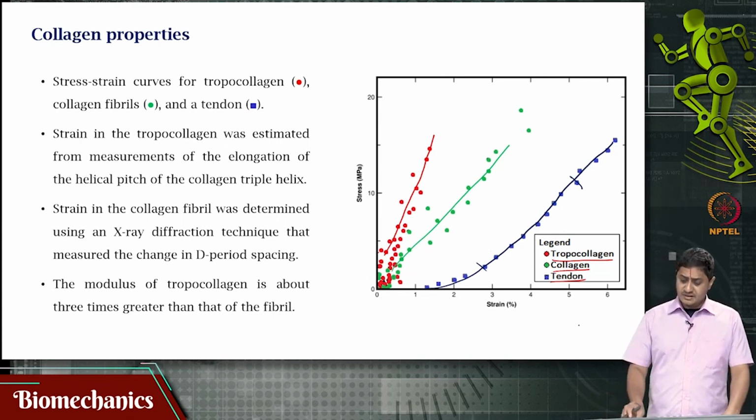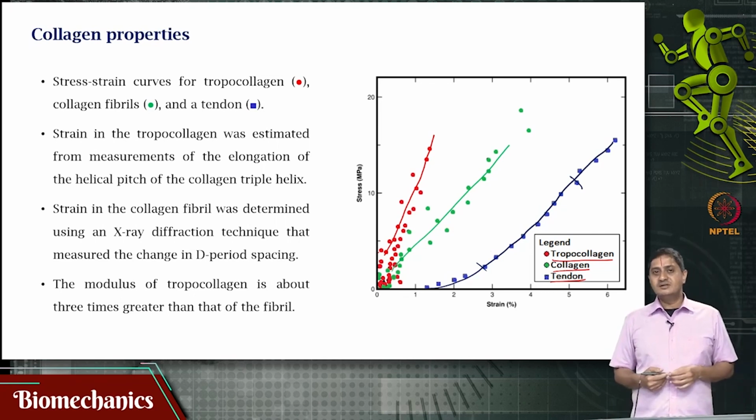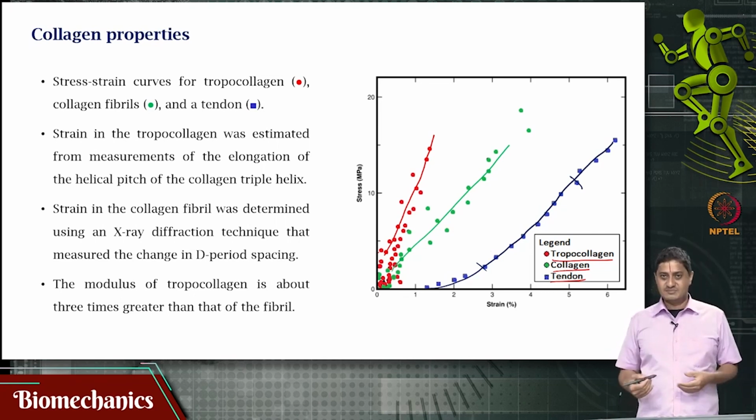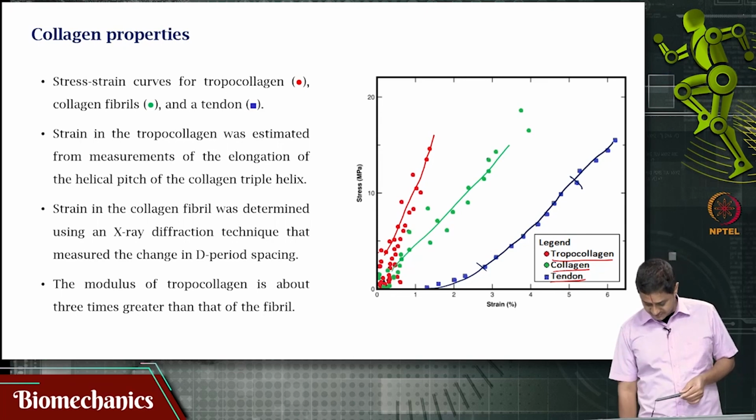Of course, the tendon stress strain curve does not exactly resemble or relate easily with collagen, because the tendon is composed not just of collagen, there are other components of the tendon tissue. So, the whole tissue property is a function of many of these properties.